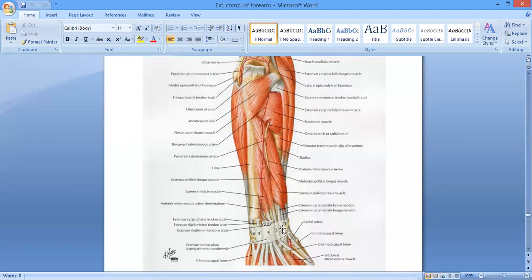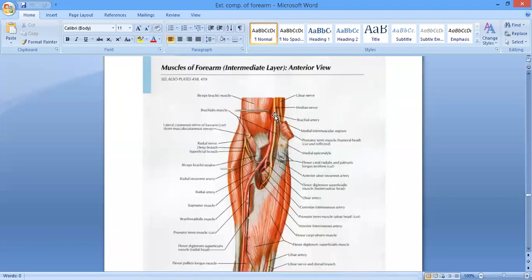Now we'll talk about the branches of this posterior interosseous nerve. So with the posterior interosseous nerve, before entering the supinator muscle over here, supinator में दाखिल होने से पहले, it is going to give the branch to the extensor carpi radialis brevis muscle and the supinator muscle itself.